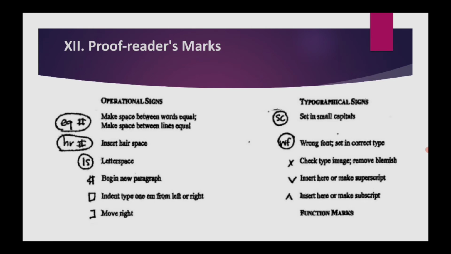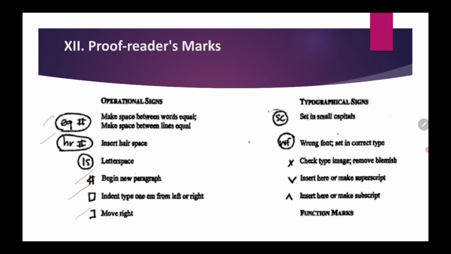Operational signs: make space between words equal. So you have the EQ there. Make space between lines equal. Insert hair space. So this one. Okay. LS means letter space. This symbol refers to begin new paragraph. This symbol means indent type 1 N from left or right. This means move right.